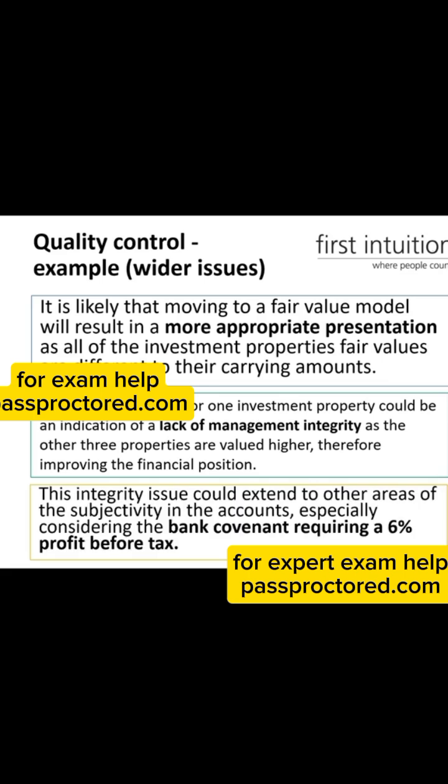And it could extend. And in this case, I didn't expect you to read the whole blurb, but you might have clocked, if you're a really quick reader, that the bank covenant required a 6% profit before tax. And that is why management integrity was really important here, because obviously the write-off of the 25,000 could have affected that 6% profit before tax. And that's a wider issue. It isn't the case in all answers, but if there's something there, particularly with subjectivity, and we have a suggestion in the question, then we draw on that as well.